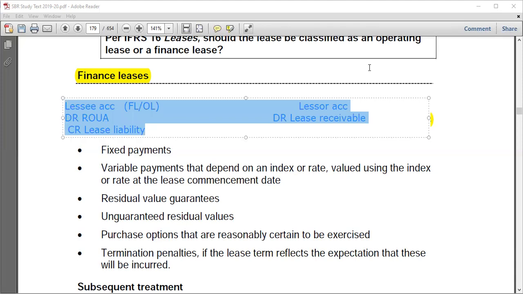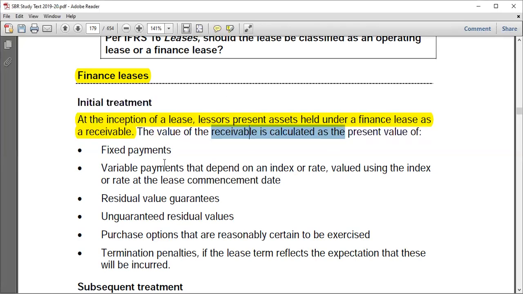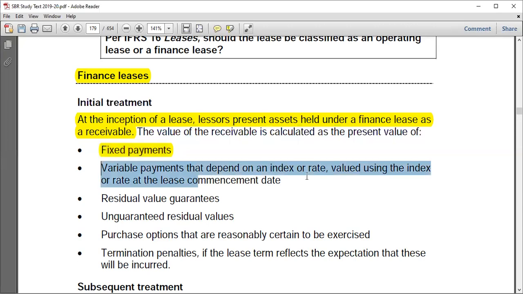So just get the graph here. The value of the receivable is calculated as the present value of the following. Under lease liability, we also use the fixed payments. We use the variable payments, for example the consumer price index. We use the residual value guarantee because the lessee expects to pay residual value guarantees. But here we have unguaranteed residual value. The lessee won't necessarily give you this, but you still have its value, so you can also add it.